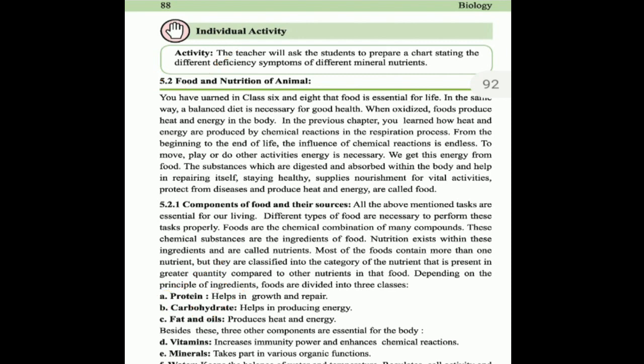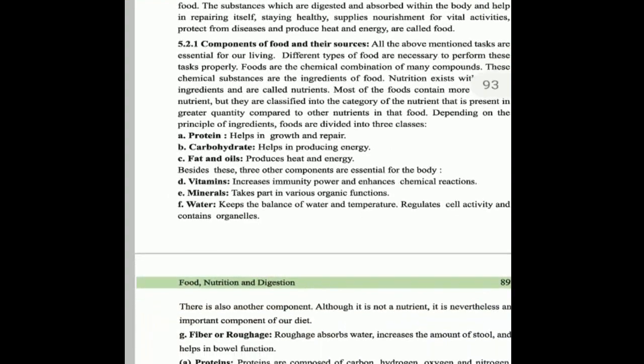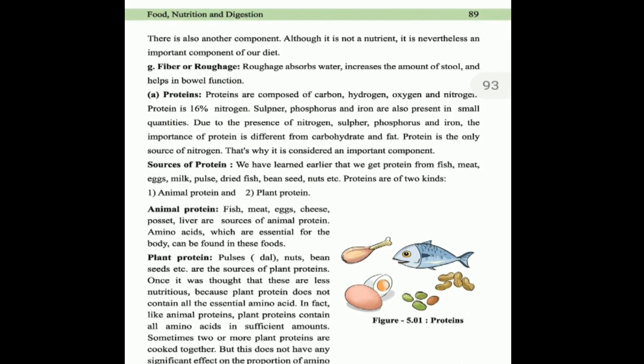Okay, so first of all I am going to describe protein. You know that proteins are composed of carbon, hydrogen, oxygen, and nitrogen. Proteins are 16% nitrogen; sulfur, phosphorus and iron are also present in small quantities. The sources of protein are basically animal protein and plant protein. Both are very important for our body, but animal protein is called first class protein.